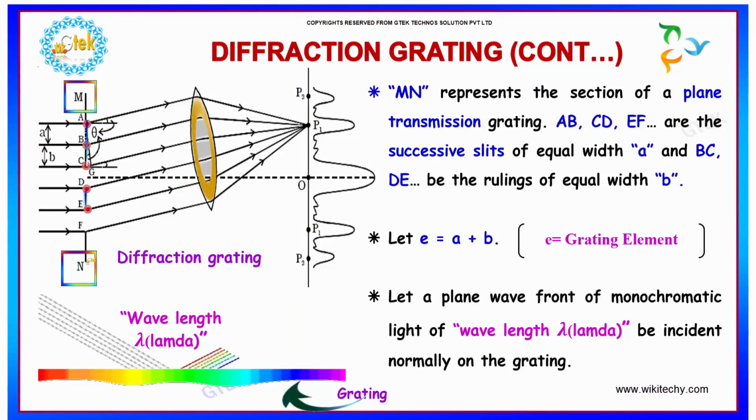MN represents the section of a plane transmission grating. Over here, AB, CD and EF are the successive slits of equal width A, and BC and DE are the rulings of equal width B. So let e, the grating element, be equal to A plus B. Let a plane wavefront of monochromatic light of wavelength lambda be incident normally on the grating.